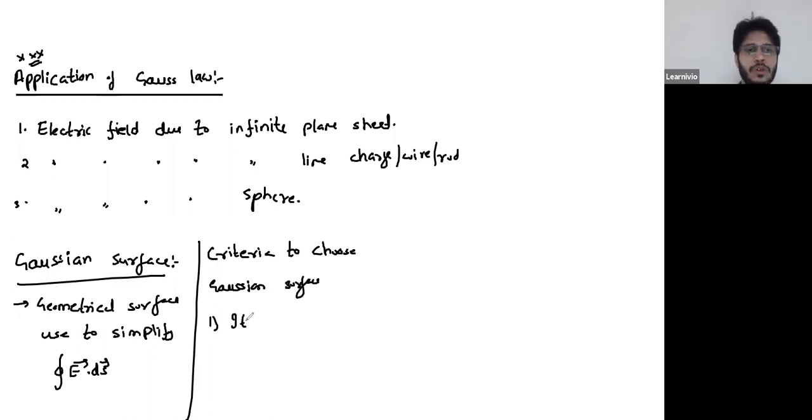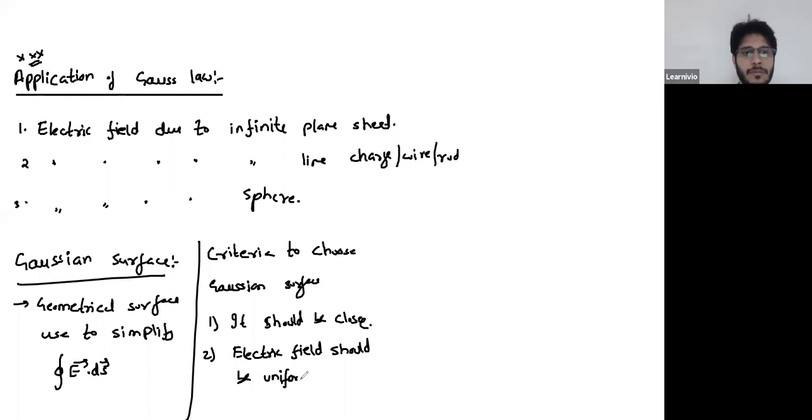First, the Gaussian surface should be closed so that you can use the closed integral sign. The second criterion is that the electric field should be uniform.